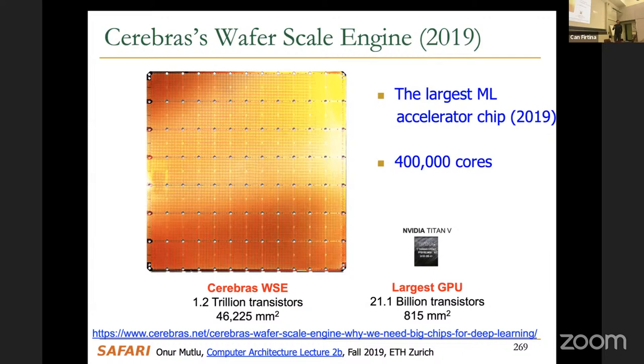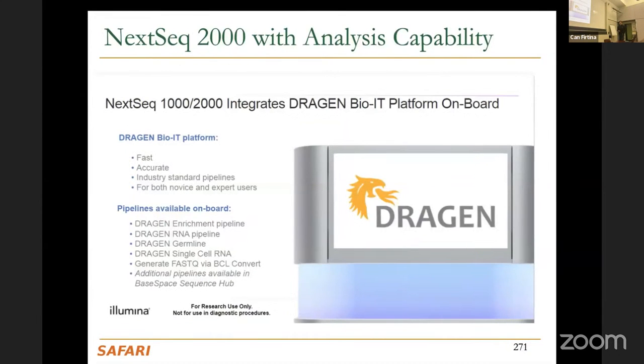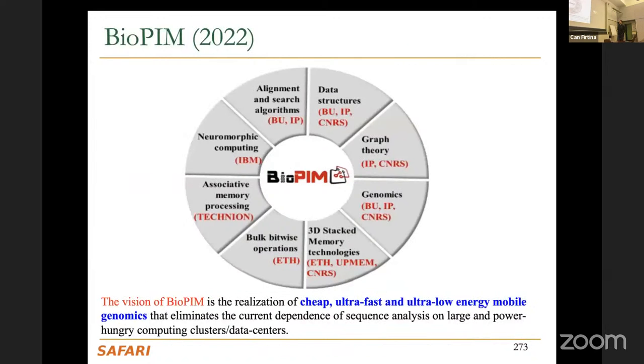For example, if your genomics application demands lots of AI/ML operations, you might want to use the corresponding hardware. This is a wafer-scale engine, which includes trillions of transistors for AI/ML operations. And again, I mentioned the FPGA infrastructure of Illumina for fast analysis.